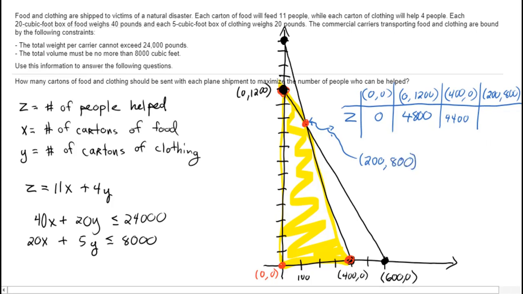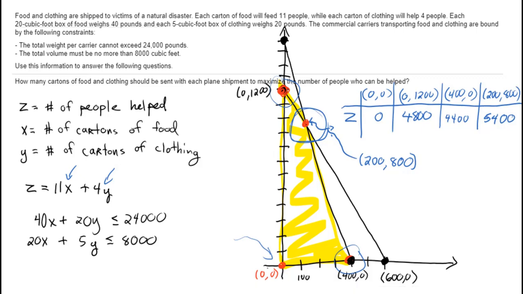Now to figure out the z value for that, we need to plug the 200 into my objective function, and then the 800 into it as the y as well. When I do that, I get 5,400. So that's our biggest one. I do want to caution you, this point that's hard to find is not always the biggest one. You do have to check them all. Sometimes it's one of these other ones that you don't expect. Okay, so don't just assume it's going to be that point, and don't skip the time to check these other points. You could probably get a little lazy about the 0, 0 point, because sending no food and no clothing is always going to help no one.